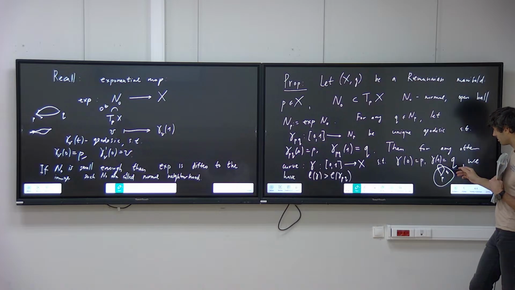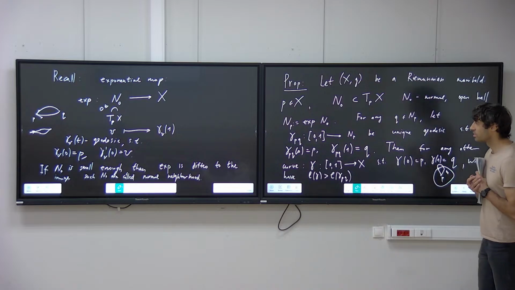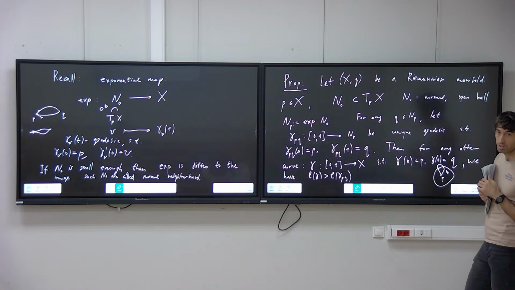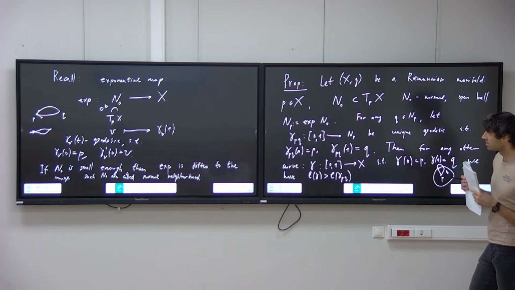But this is only local. I can only say this for Q inside N0. Some global statements we will not get to, because we would need a whole separate course. But in particular, for compact Riemannian manifolds you can go to a global version of this, but not for any manifold.